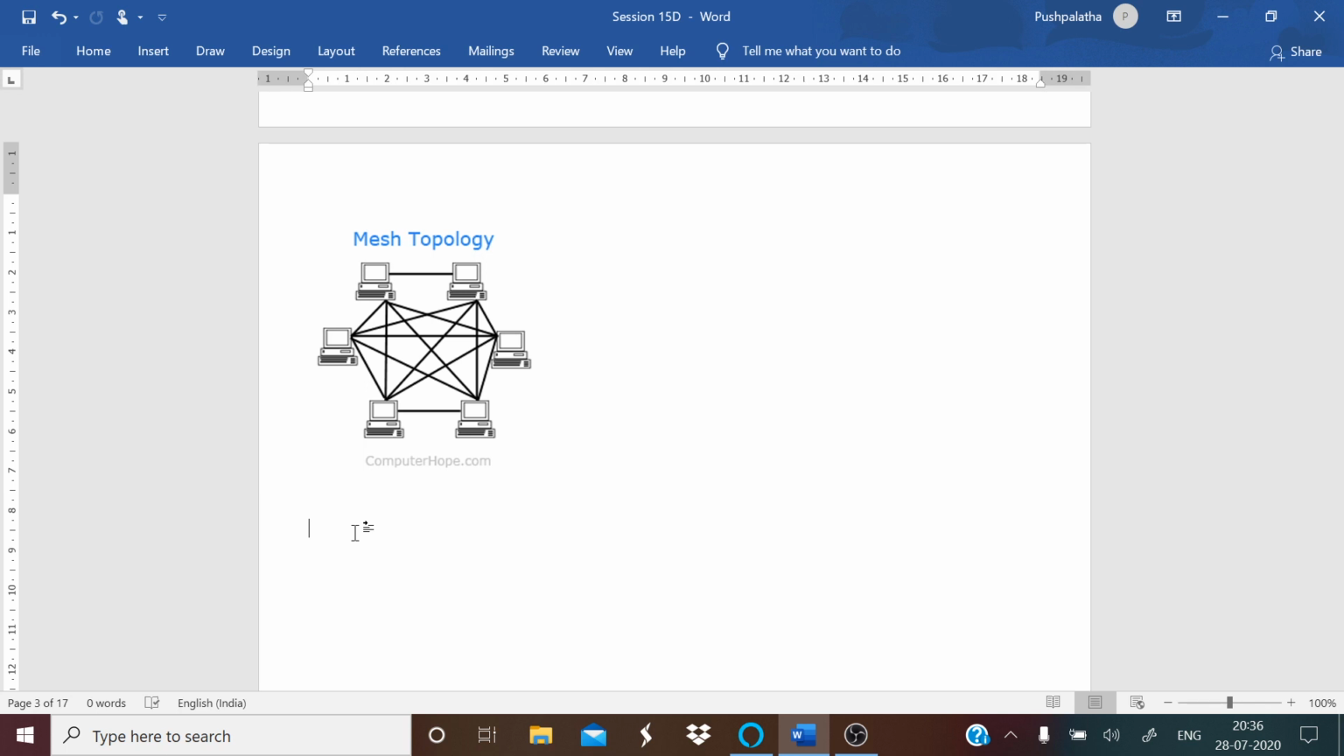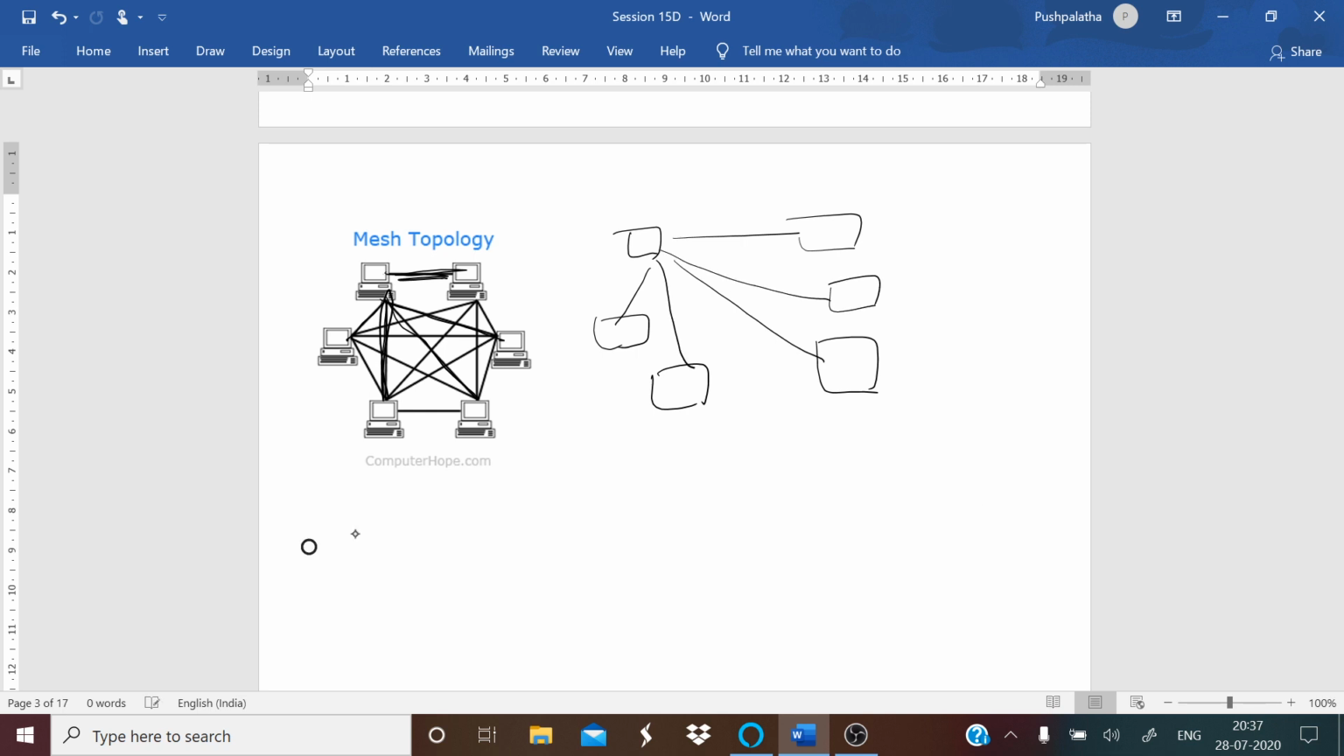Now for example, see here, there's a connection between these two systems, and then again point to point, from here to here, here to here, and again from here to here. So this one computer is connected to another computer here, and it is connected to this computer here, and you have one more computer, again connected to this computer. So 1 2 3 4 5, totally there are 6 systems.